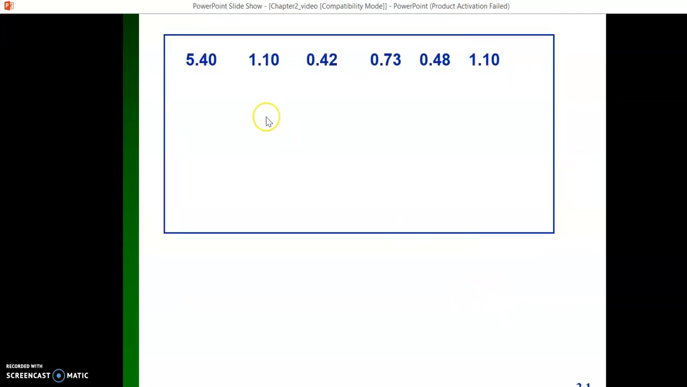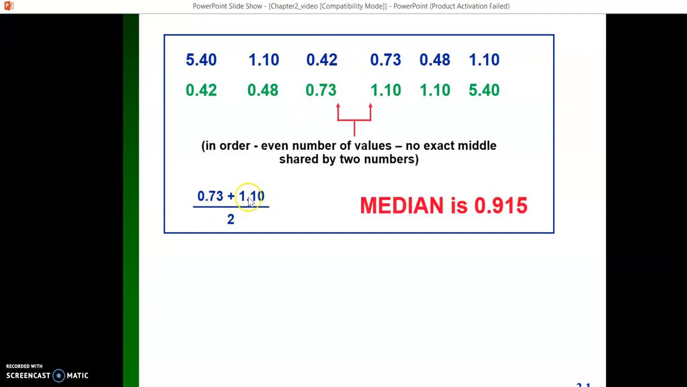Example. You can see this one is not arranged in order. The first step is to arrange them in order. You see, I have done the arrangement. Then after that, count how many data values: 1, 2, 3, 4, 5, 6. This time you have an even number of data. So there are 2 middle values, 0.73 and 1.1. You have to add them and divide by 2. That is your median. The median is 0.195.